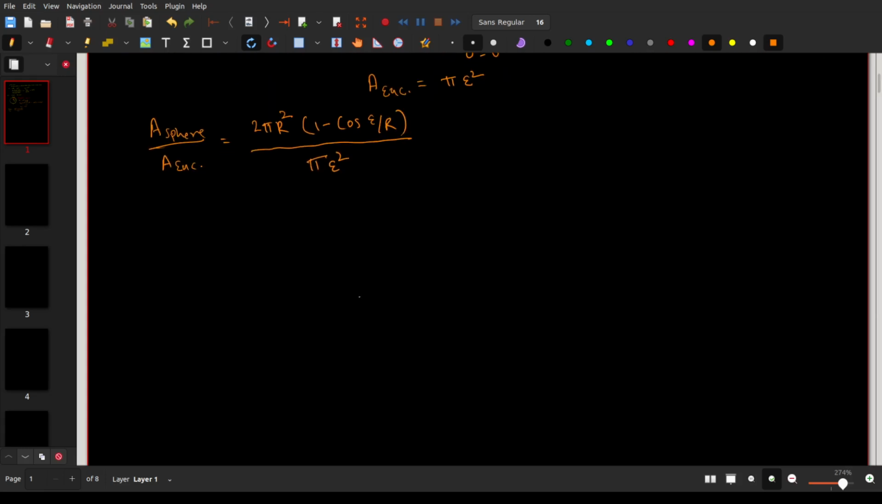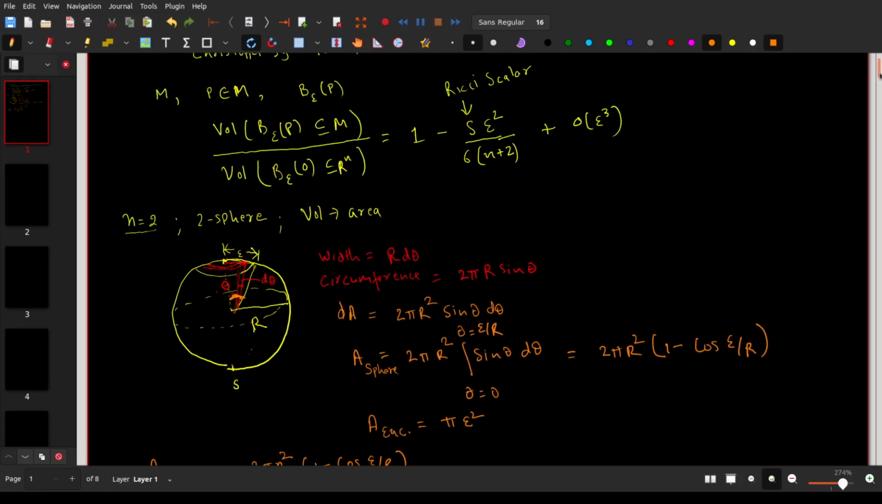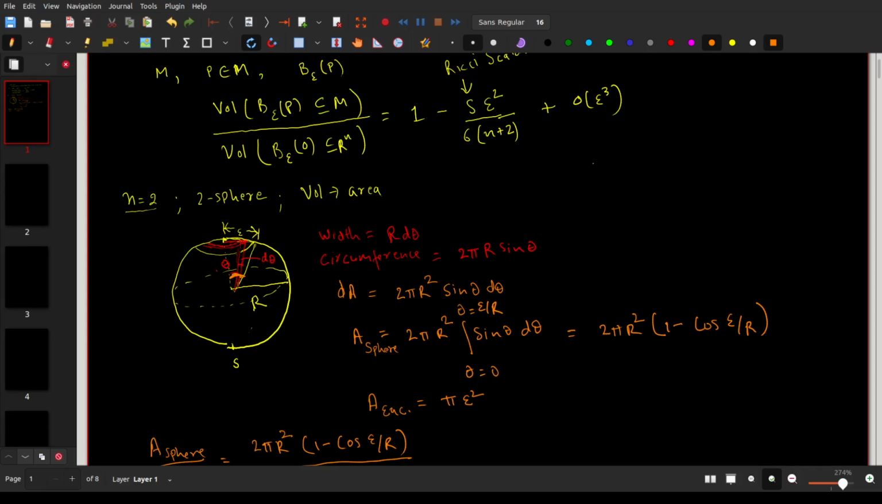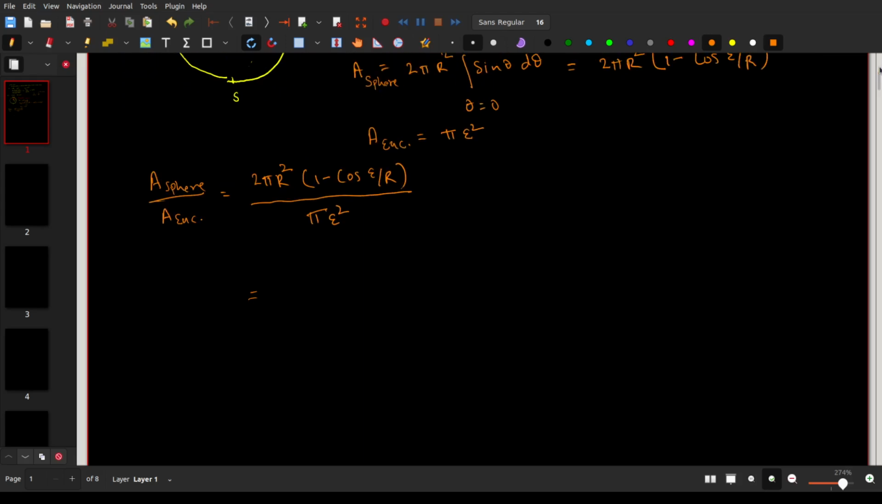And we want to expand it in a series and take the coefficient of epsilon square. And in two space, the coefficient of epsilon square must be s divided by 6 times 4, which is s divided by 24, where s is the Ricci scalar. So the coefficient of epsilon square must be s by 24 for the case of the two sphere.